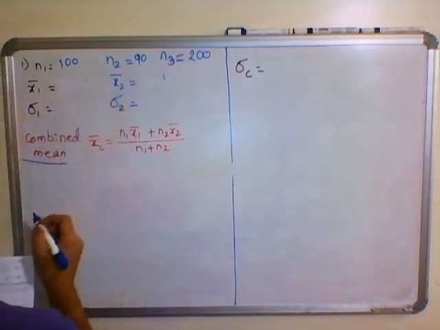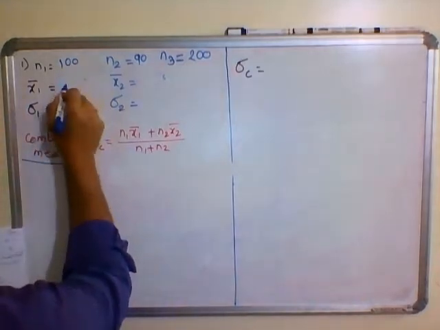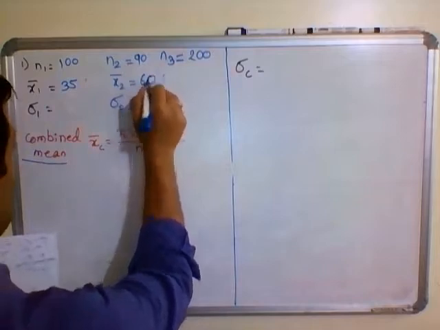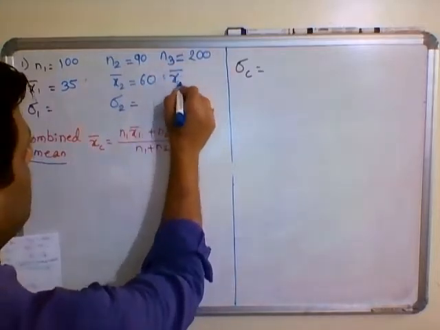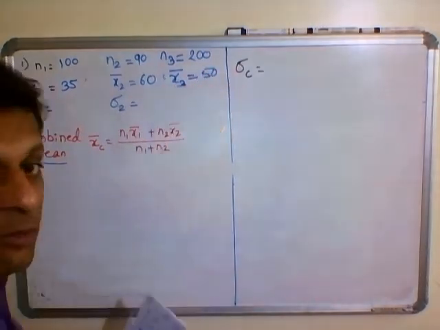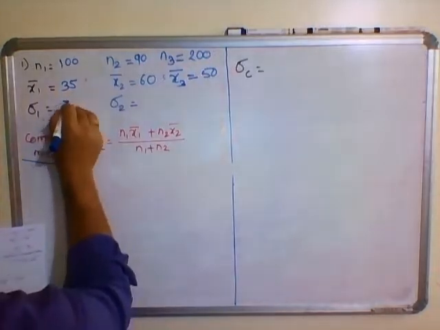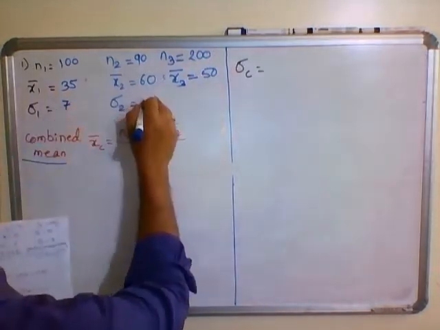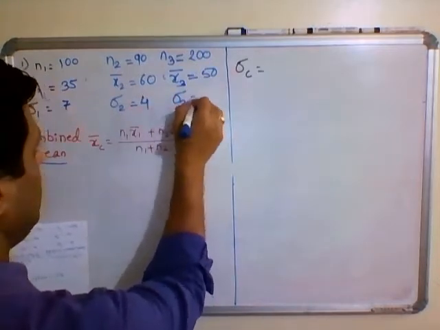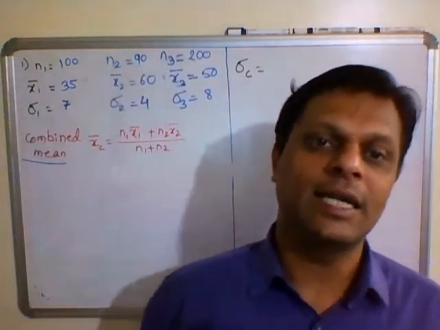Now let us write down average marks obtained by students of these 3 divisions. First division students are scoring average 35 marks. Second division students are scoring 60 marks on an average basis. And third division X3 bar average is 50. There are average marks 50 for third division students. How much is the deviation in their marks? Standard deviation for first division is 7 marks, second division sigma 2 is 4 marks, and for third division standard deviation is 8. Now our job is to find out combined standard deviation.